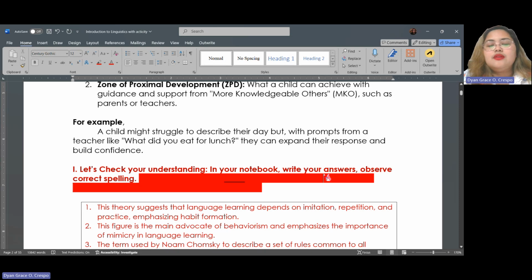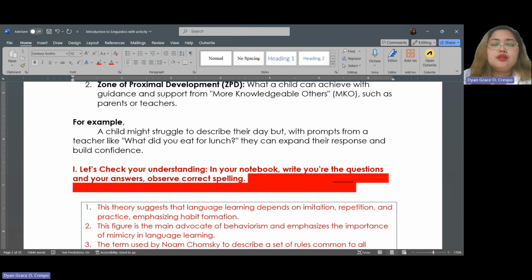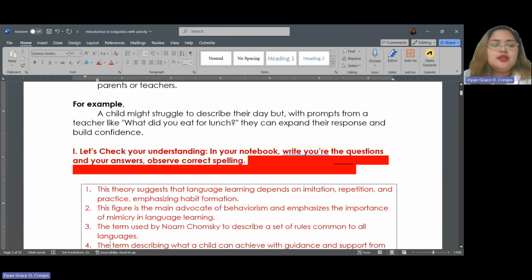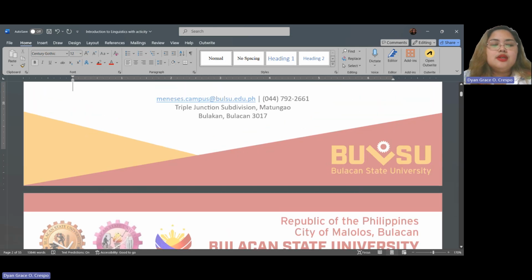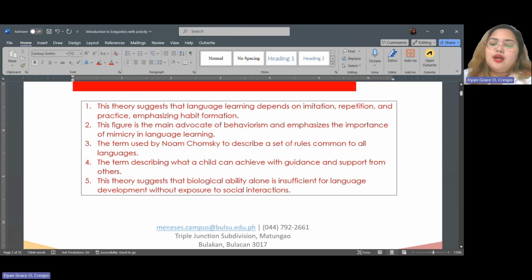But for this one, write the questions and your answers. So, of course, observe correct spelling. Let's read this one. You may screenshot items 1 to 5 while you do the activity, or just pause the video so that you could copy and answer. I'll be giving you 2 minutes to do so. Baka sabihin niyo, mabilis sa video. Okay, so 2 minutes it is.